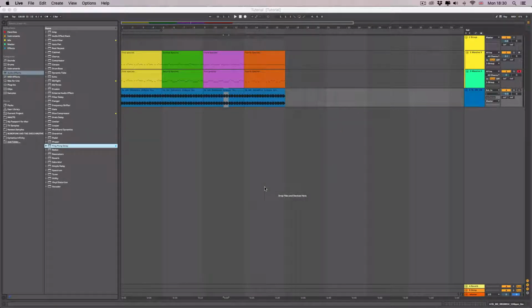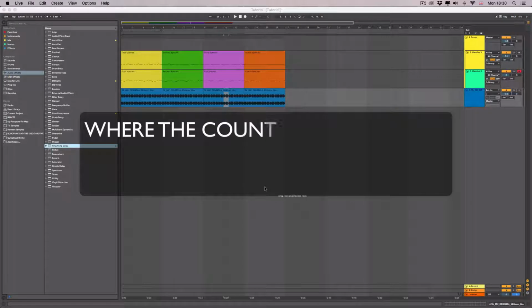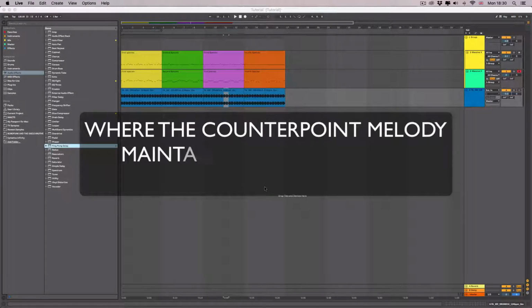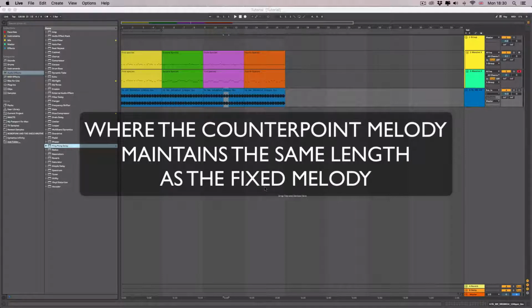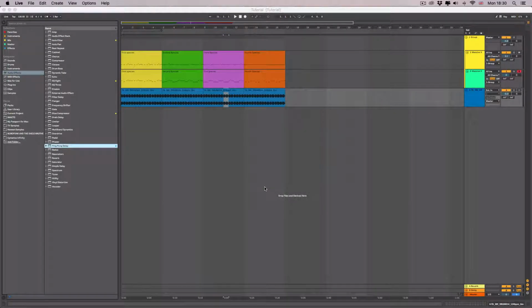First species counterpoint occurs when the counterpoint melody maintains the same length as the fixed melody, also known as the cantus firmus. This means that both melodies will be playing the same length notes at the same time for each and every single note in the melody.